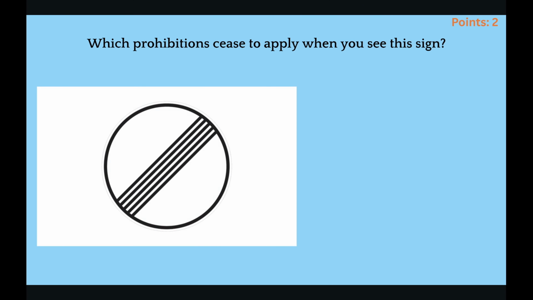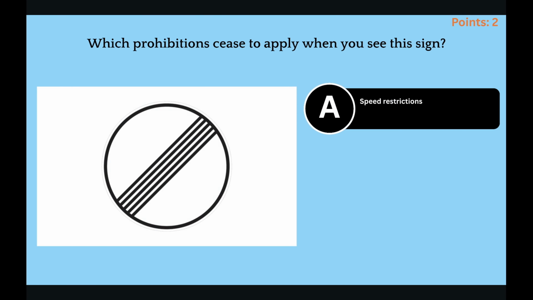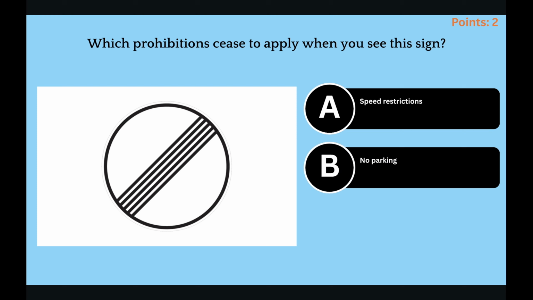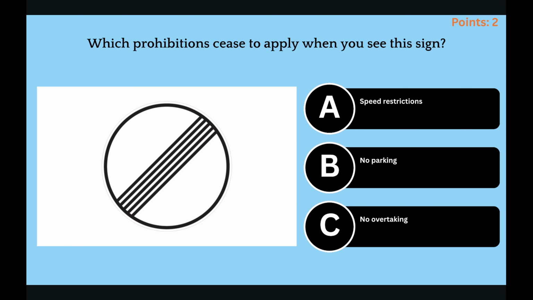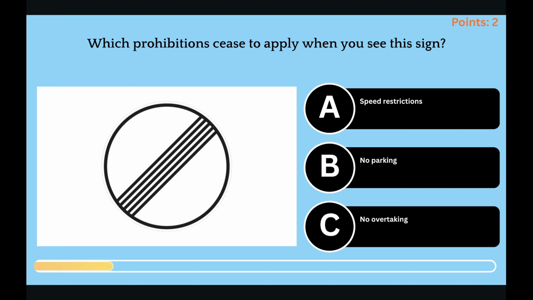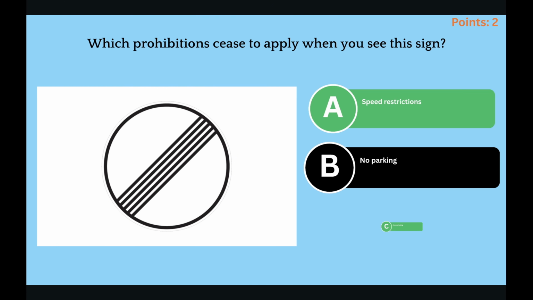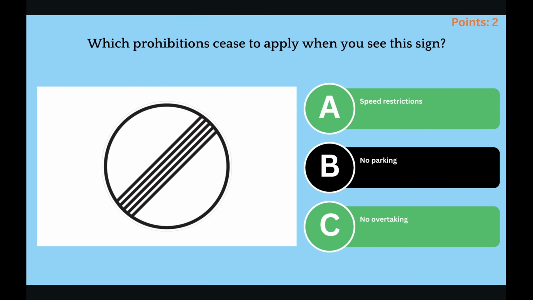Which prohibition ceases to apply when you see this sign? A. Speed restrictions. B. No parking. C. No overtaking. A and C are the correct answers.